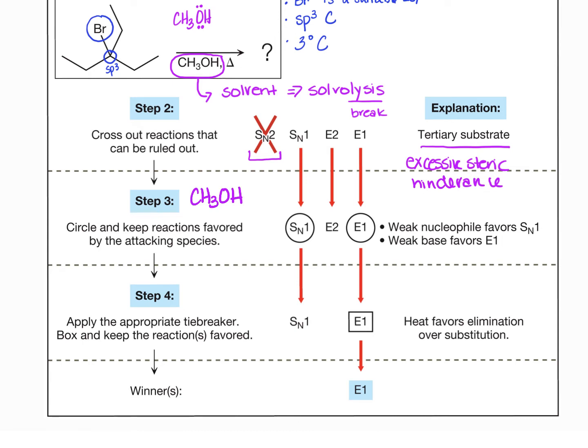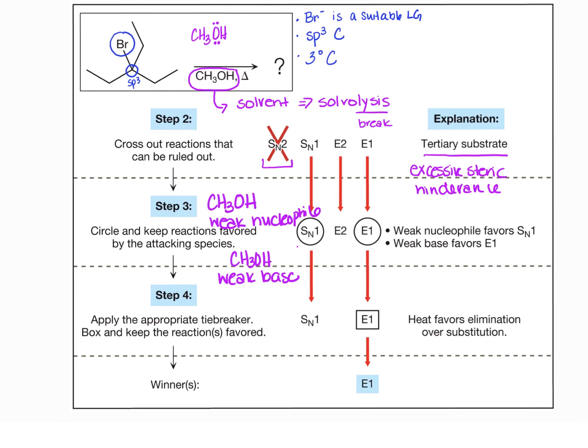And when we look at this, CH3OH, that's an alcohol, but what we notice is there's no negative charge. And so we say, hey, look, that's a weak nucleophile, okay? And so a weak nucleophile favors SN1 over SN2. So weak nucleophile, SN1. CH3OH is also a weak base, right? When we look at the conjugate acid of that, the conjugate acid is CH3OH2+, right?